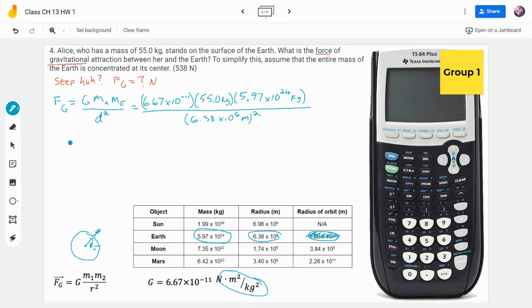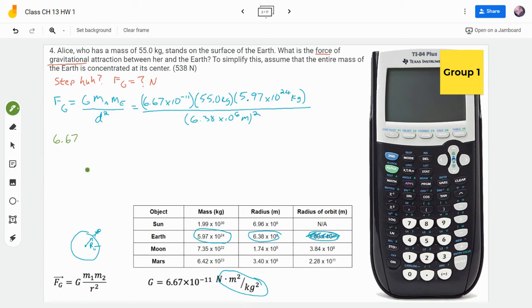The trick is, how do you do it in the calculator? It takes a little bit of practice and good calculatormanship to be able to do this. So we'll start with the 6.67 times 10 to the minus 11th. The first part is easy: 6.67. Now how do we do times 10 to the minus 11?